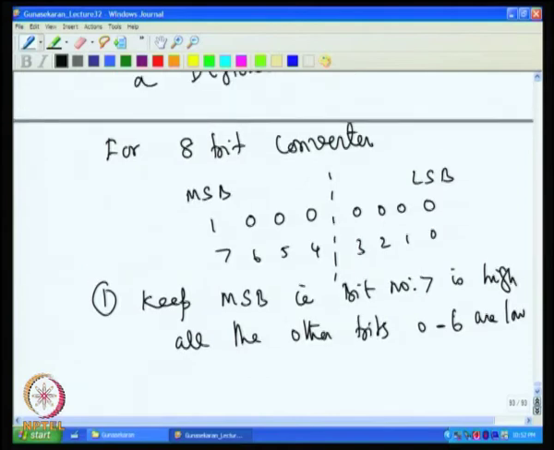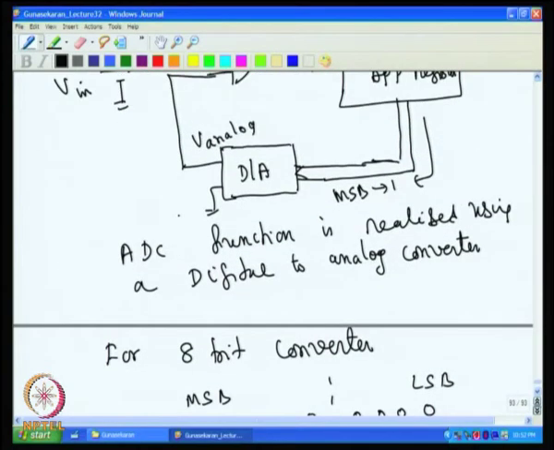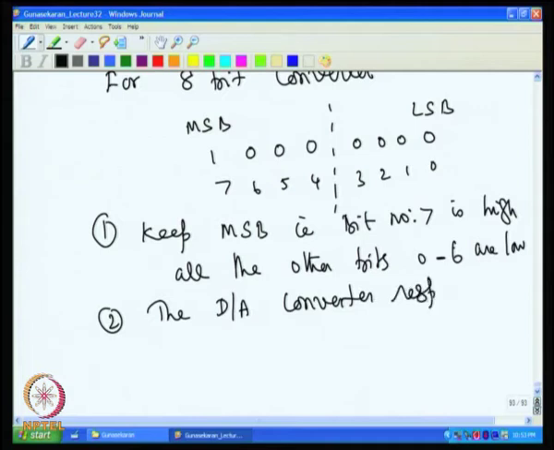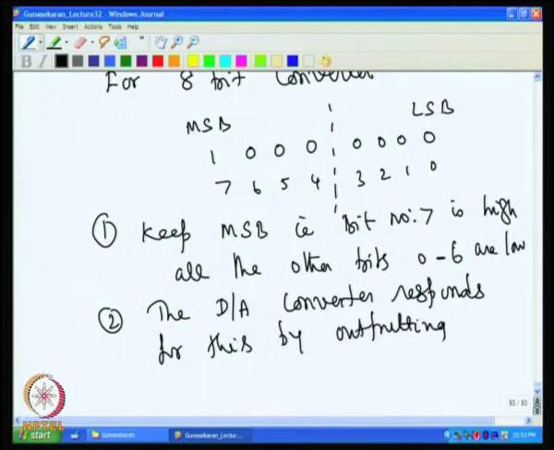Now, the DTA converter gives output corresponding to this MSB. For example, this is what is given to the DTA converter. The DTA converter responds to this by outputting its analog voltage.